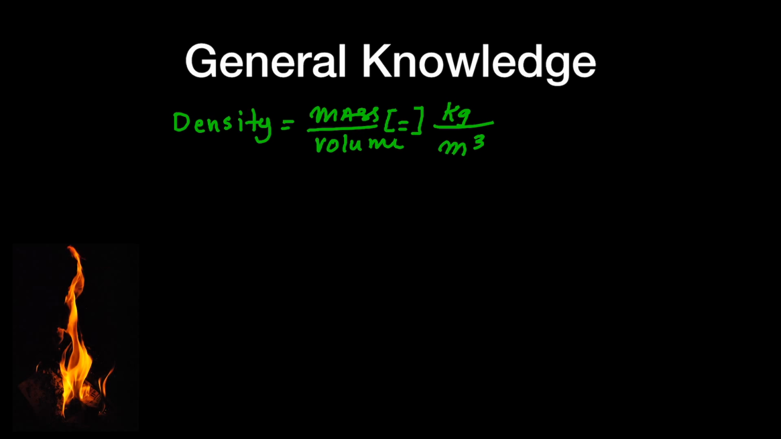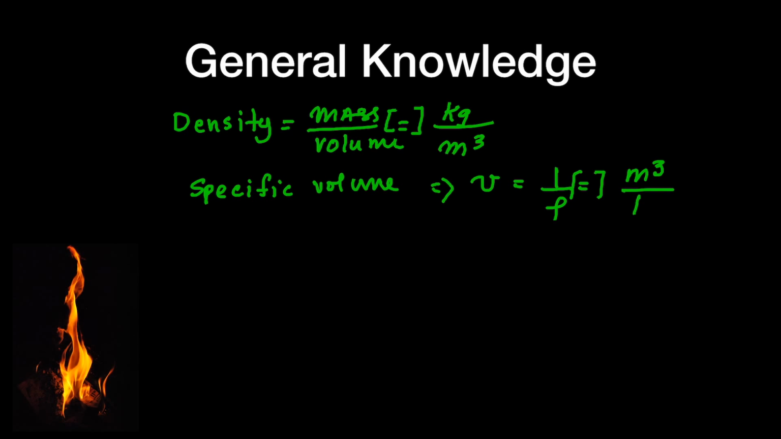Next is specific volume, which is basically 1 over density. So basically the units are flipped, so it's meters cubed per kilogram.